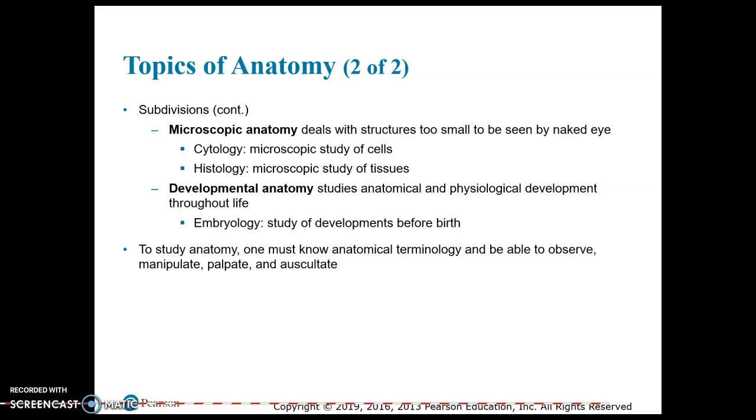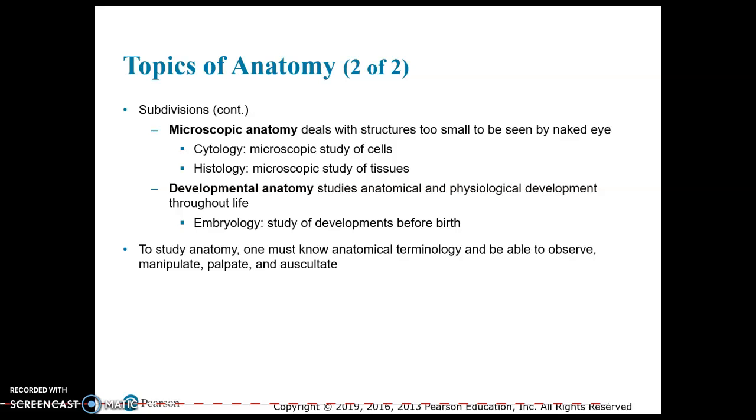So microscopic anatomy, we're going to use that when we study cytology or cells in chapter 3 and histology or tissues in chapter 4. And then there's developmental anatomy, and one example of that is embryology, and that's when we study the different stages of the embryo and fetus. Well, it's embryology, so it would just be the embryo before birth.